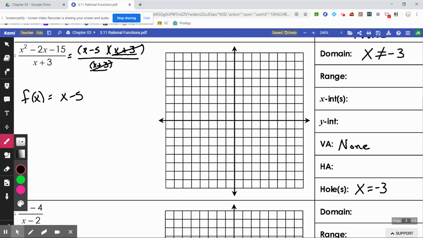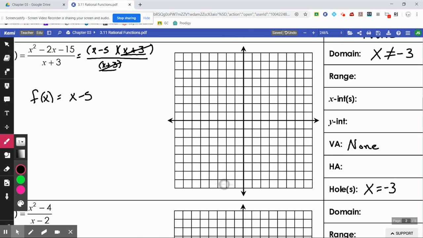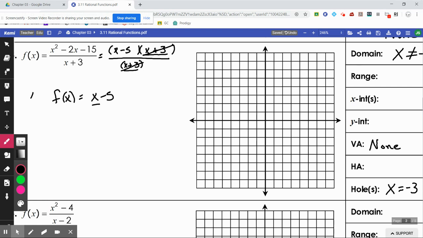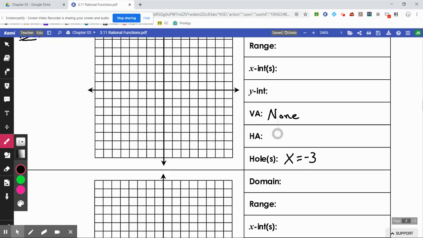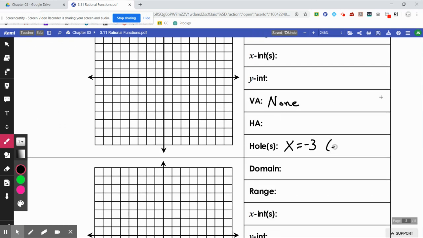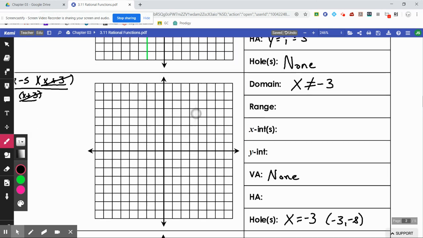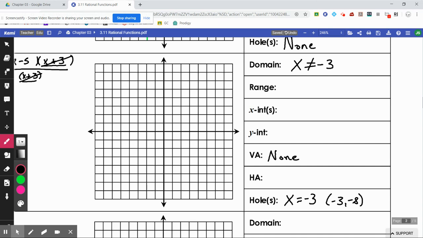Well, where exactly is the hole at negative 3? You can plug that negative 3 into this, and you can find exactly where your hole is going to be. Negative 3 minus 5, or f of negative 3, is negative 8. So therefore, that hole is going to be located at negative 3, negative 8. So let's go over here at negative 3, negative 8. 1, 2, 3, 4, 5, 6, 7, 8. And let's put a hole right there.